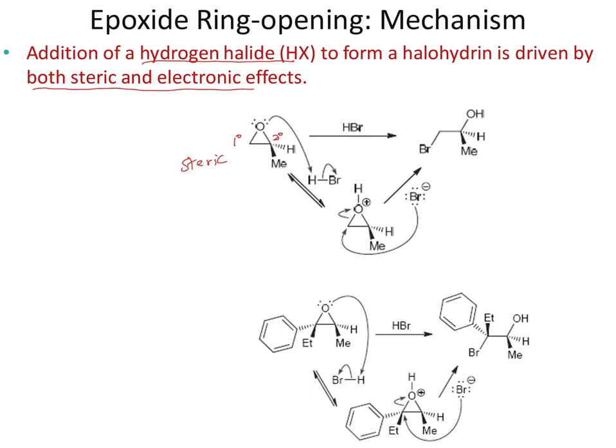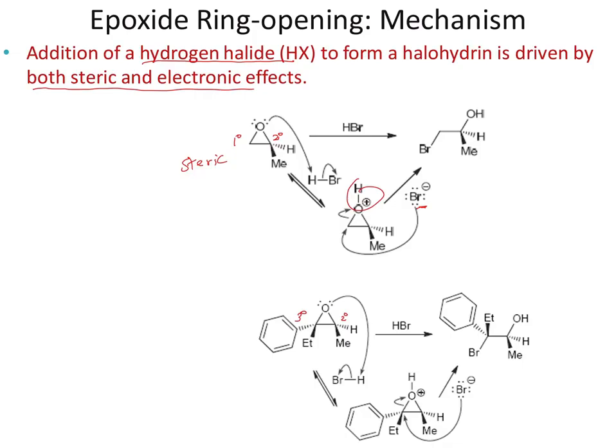So after the proton transfer, then the nucleophile is going to attack the position that is less sterically hindered to form the product. However, if we do have a tertiary position versus the secondary position, then the electronic effect is going to be the one that controls the reaction.